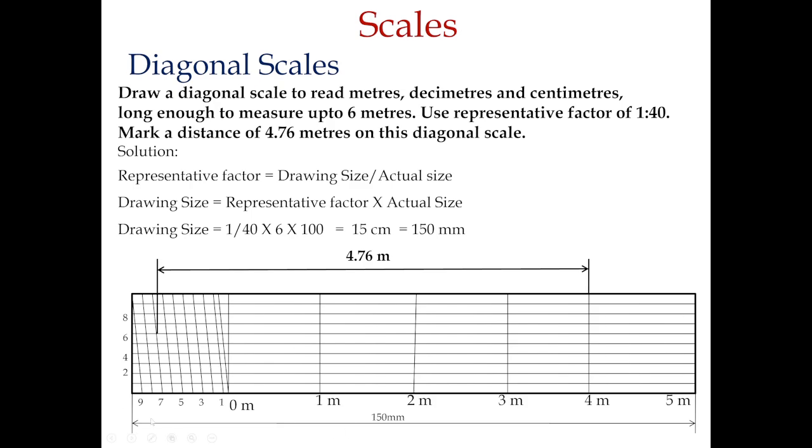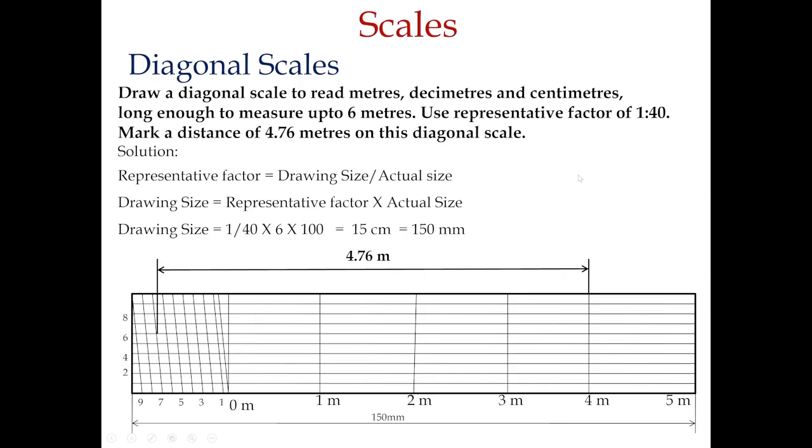So then you can draw a line of length 150 mm. The height of the diagonal scale is 50 mm. This is a box of 150 into 50 mm, so you can draw this box. Then you can mark a distance of 4.76. This line is divided into 6 equal parts, because it is mentioned up to 6 meters. Okay, so this is our process of the diagram in the diagonal scale.